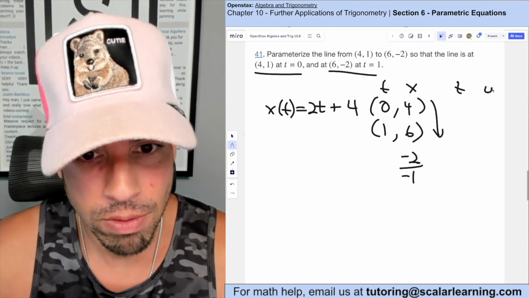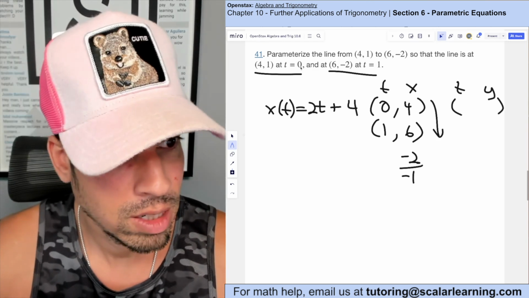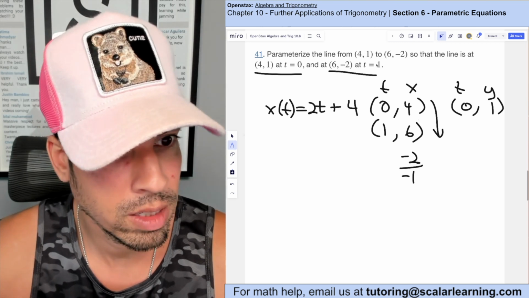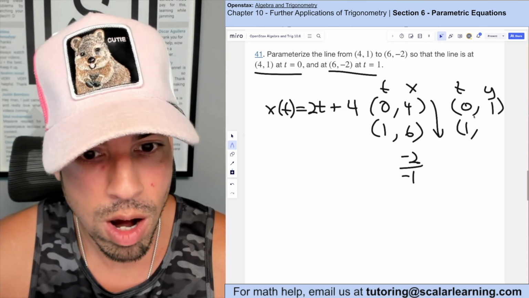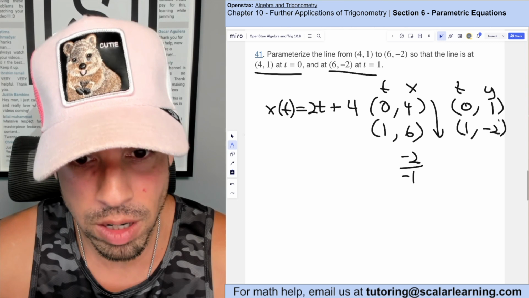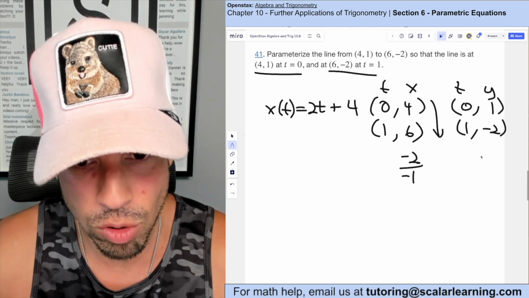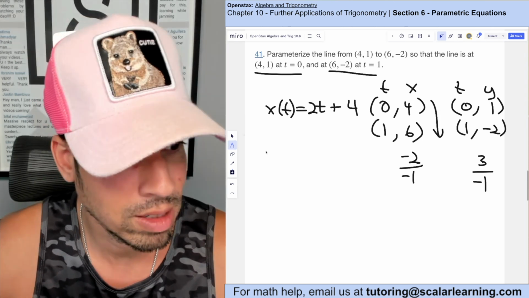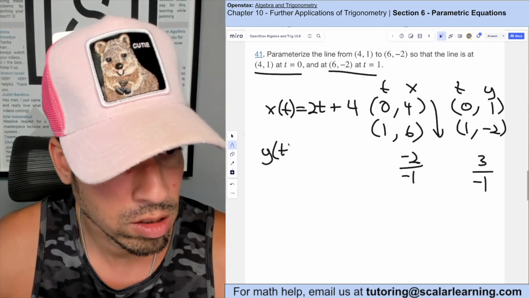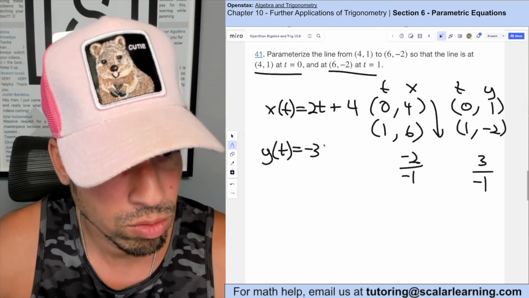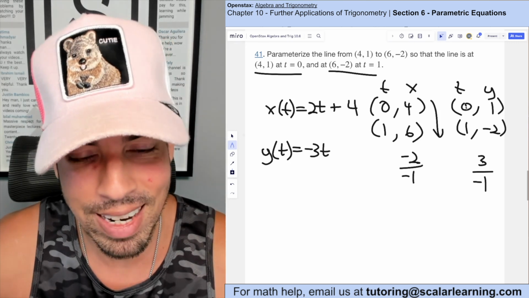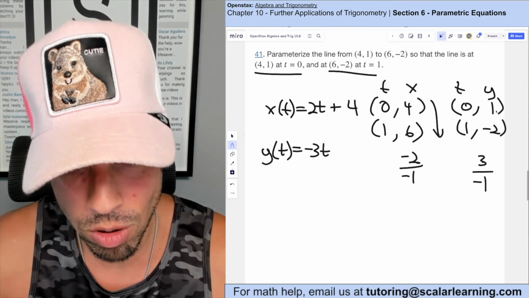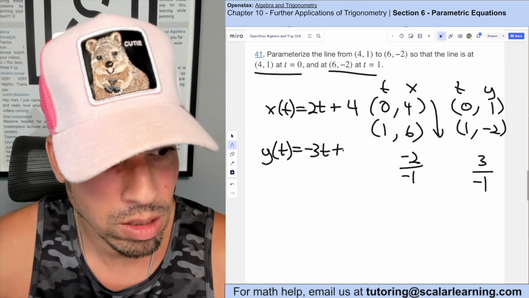Now, what about for y? So let's get these. T is 0, y is 1. And when t is 1, y is negative 2. All right, so let's calculate the slope. 1 minus negative 2, which is 3, over 0 minus 1, which is negative 1. 3 over negative 1 is negative 3. So we got a slope of negative 3t, and then my y-intercept, whatever you want to say, when t is 0, y is 1, so that's a plus 1.